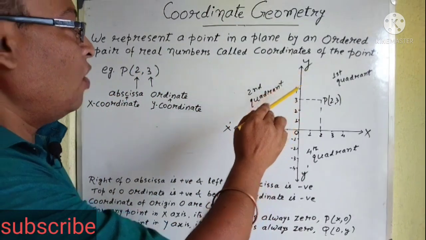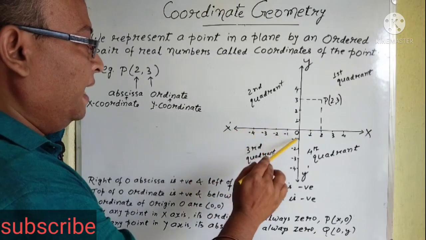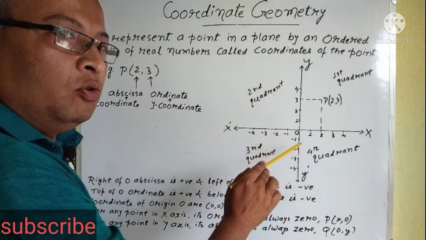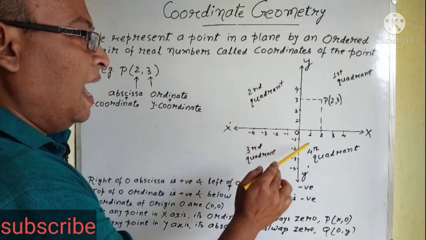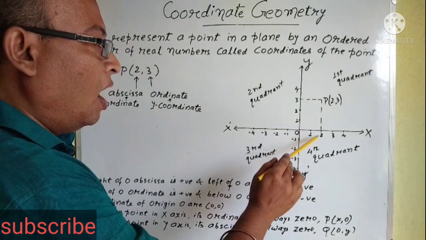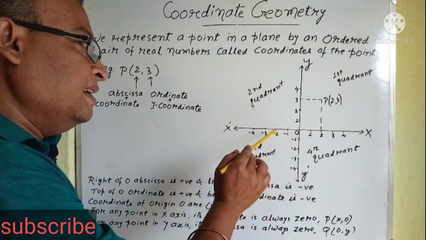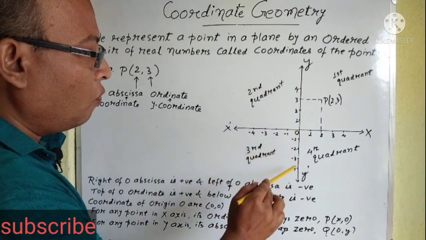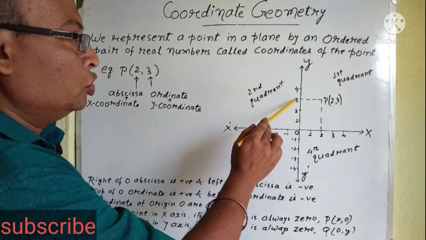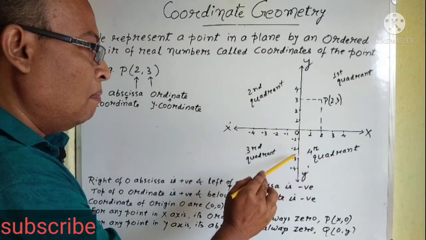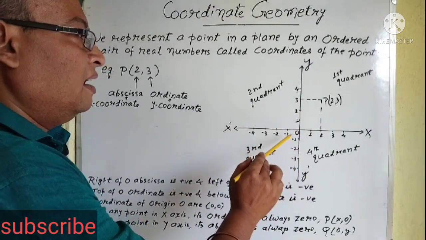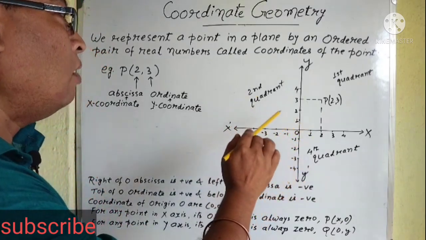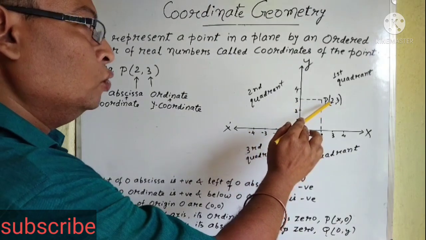So come over here. Now I have taken XOX', YOY', both are perpendicular to each other. O is your origin and accordingly I have graded 1, 2, 3, 4 and here -1, -2, -3, -4. Similarly in YOY', here 1, 2, 3, 4 and -1, -2, -3, -4. All these are equidistant. That means taken at an equal distance. Now how to plot this point P(2, 3)?